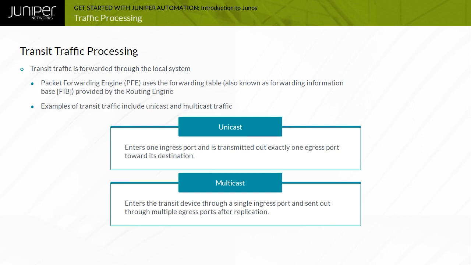Unicast transit traffic enters one ingress port and is transmitted out exactly one egress port toward its destination. Although multicast transit traffic also enters the transit device through a single ingress port, it can be replicated and sent out through multiple egress ports depending on the number of multicast receivers and the network environment.